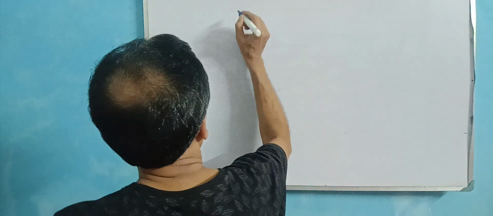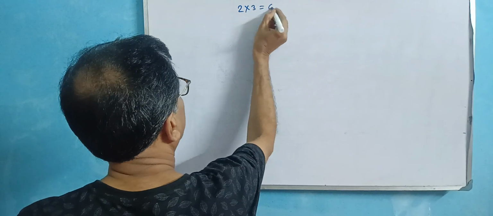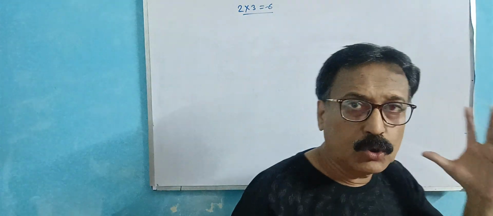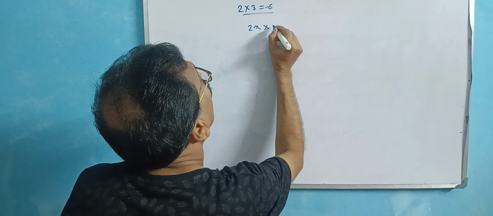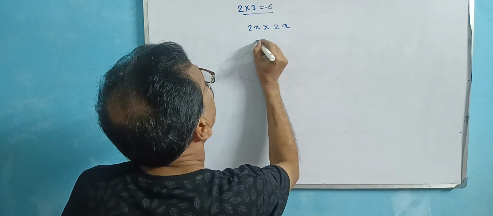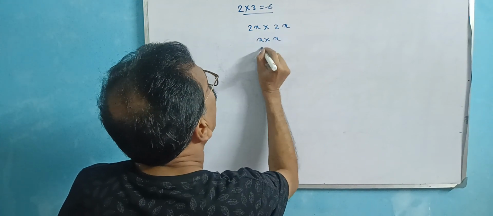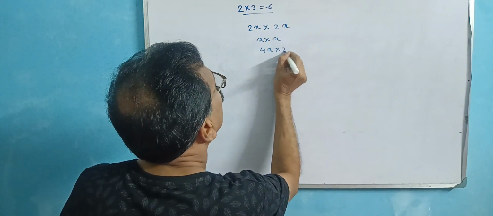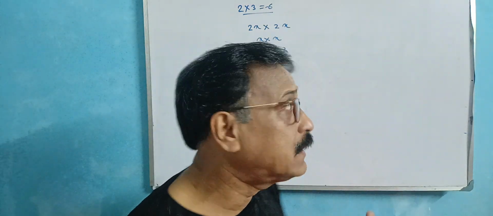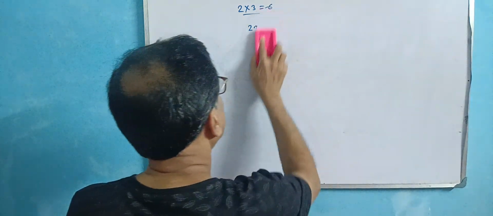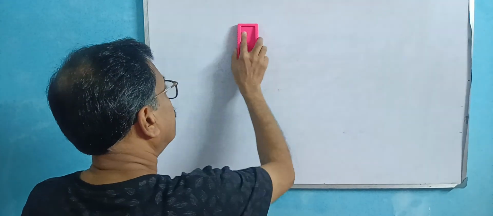Suppose 2 into 3 is 6. This is arithmetical multiplication. But when it is 2x into 2x, or x into x, or 4x into 2, what is the result? Today we discuss multiplication in algebra. One very important thing here is the sign, the rule of multiplication and signs.